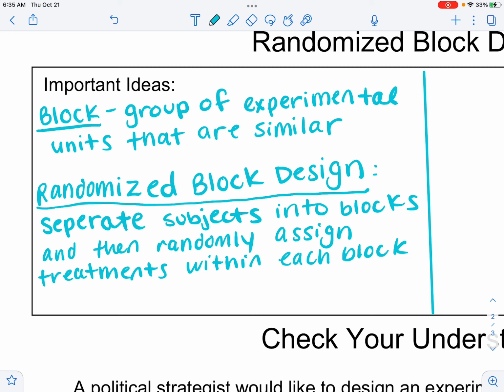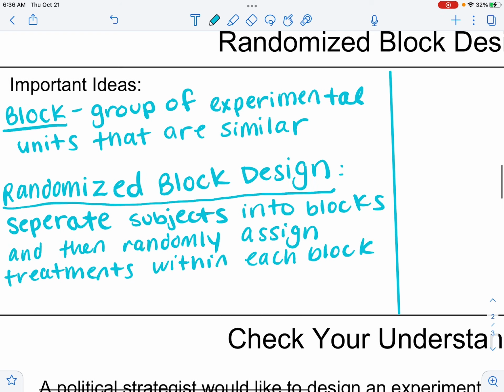So we create our blocks of specific groups, and we create them on purpose because we think that that characteristic will play a role in the results. So I don't just do this because I want to. I don't just do a block design because I have juniors and seniors. I do it because I think that juniors and senior grade level will affect their SAT scores. So because I think it will play a role, that's why I would want to do this design. I don't just do it because I have different groups.